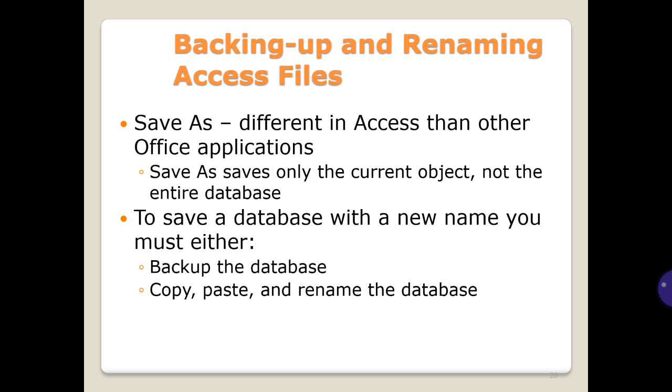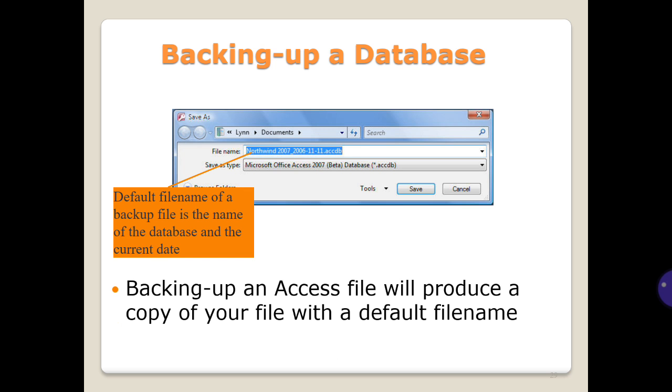Backing up and renaming Access files. Save As is different in Access than in other Office applications. Save As saves only the current object, not the entire database. To save a database with a new name, you must either back up the database, or copy, paste, and rename the database. Backing up a database. The default file name of a backup file is the name of the database and the current date. Backing up an Access file will produce a copy of our file with the default file name.